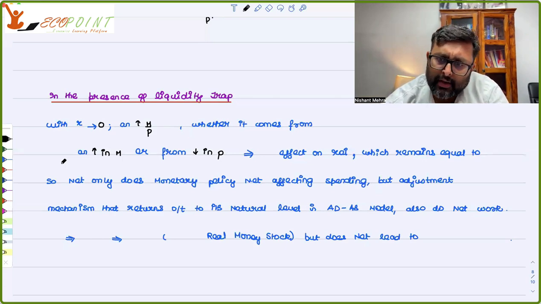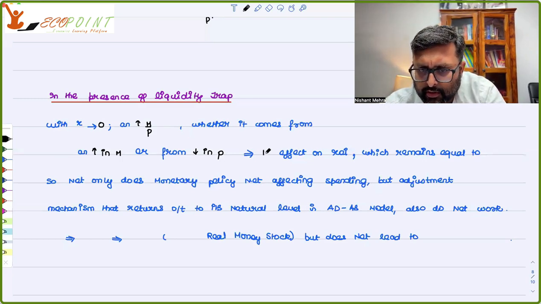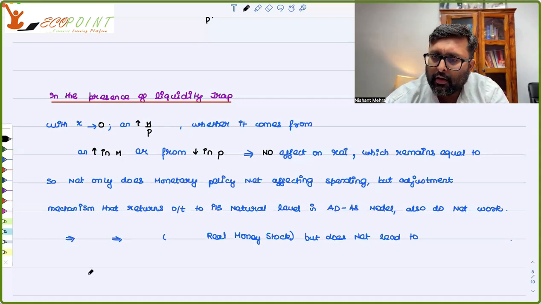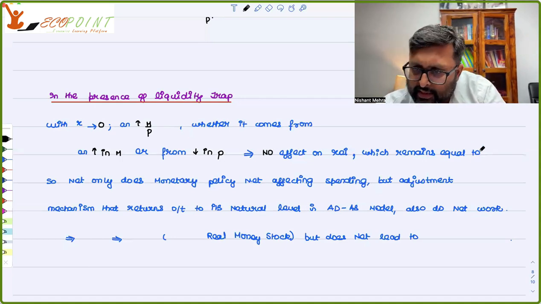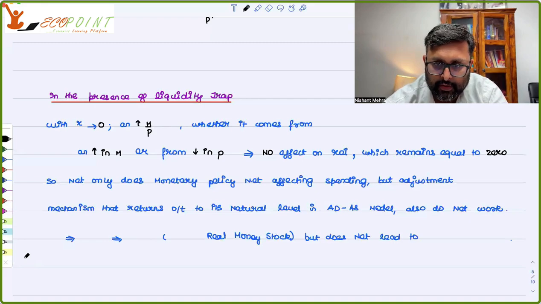You increase money supply. You increase real money supply. Interest rate is already zero. Do you think it is going to decrease? Is it going to affect the interest rate? No, it will have no effect on the interest rate, which remains equal to zero. M by P has increased, but it will not affect the interest rate. It is going to remain zero only. Zero or near to zero, whatever minimum is there.